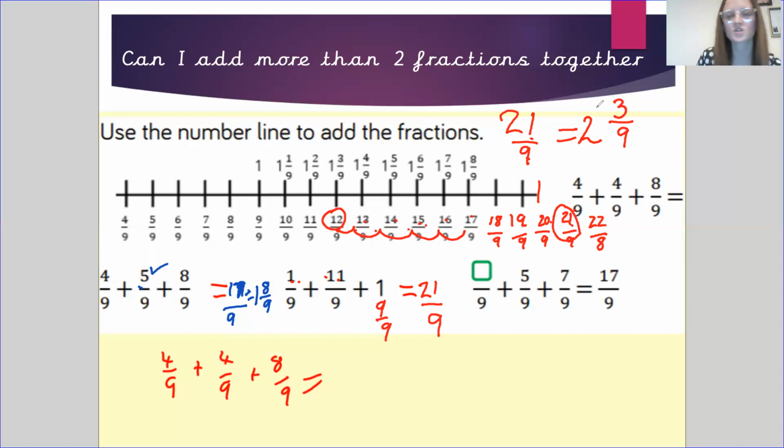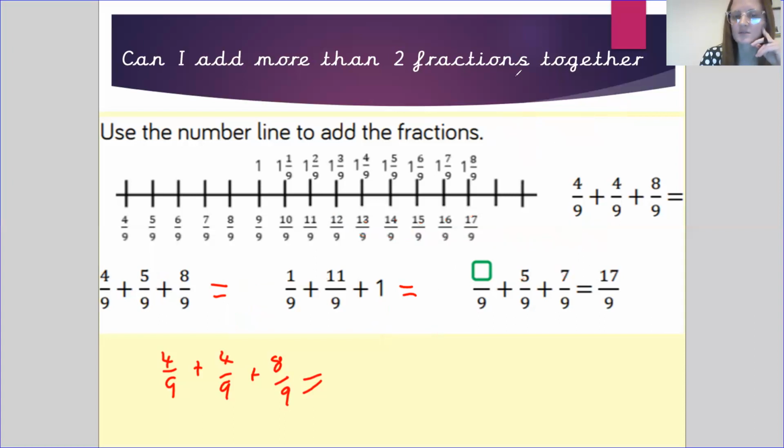So that is that question, and then this question here, we can actually work backwards. So the whole number is 17/9, and we've got something plus 5/9 plus 7/9. So if we work backwards, we go 17 minus 7 will give me 10, minus 5 will give me 5, and now that should work there. So I should have 5/9 plus 5/9 plus 7/9 gives me 17/9. 5 and 5 is 10, plus 7 is 17. So pause the video now and correct any that you need to correct.